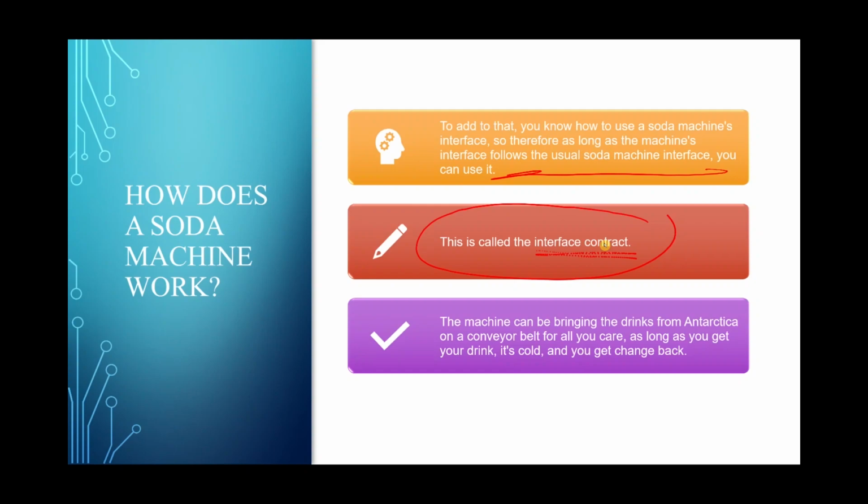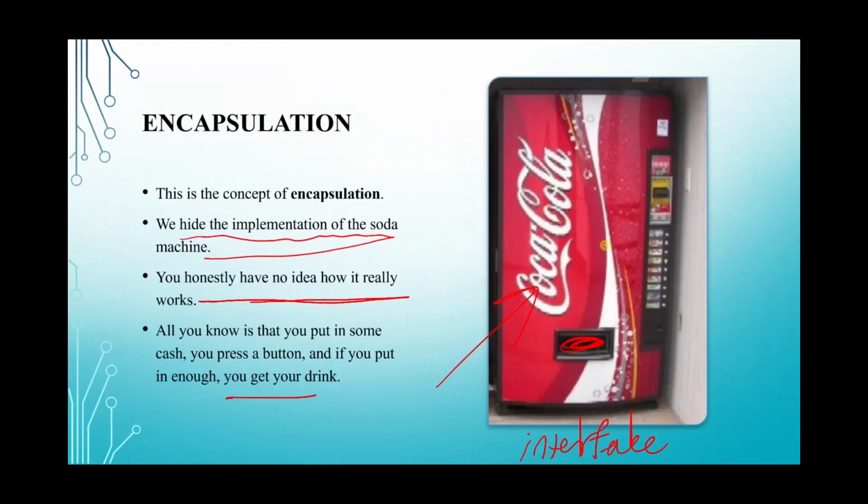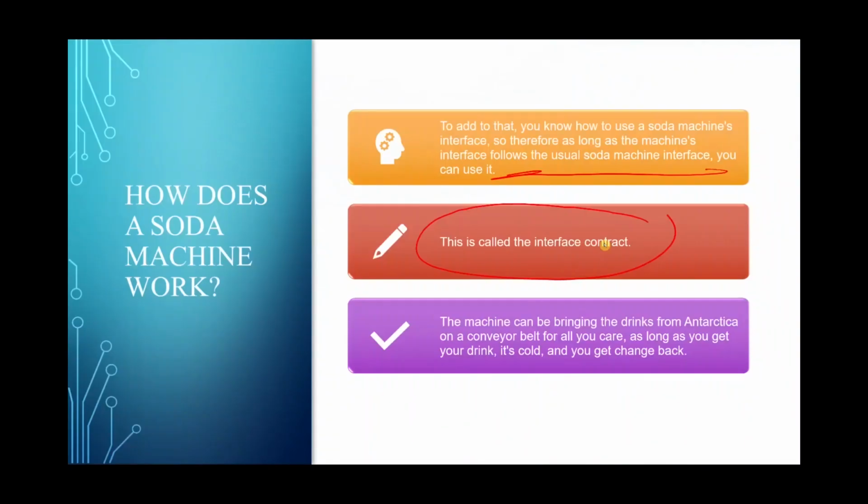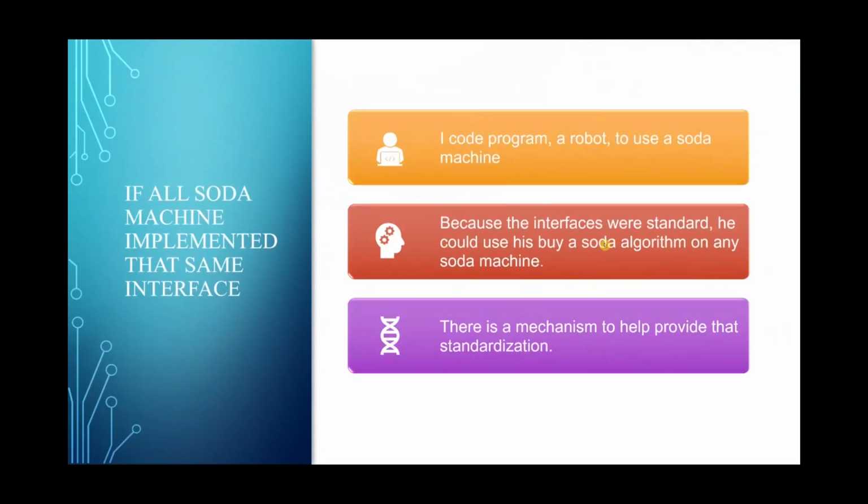The machine can be bringing the drinks from Antarctica or a conveyor belt or anywhere on the earth. You don't know. And you honestly don't know what is inside picking your drink and putting it in the hole, whether it's a monkey, a rabbit, or a robot hand. As you can see in this photo, it's covered, right? What you know is that it's a contract. You do your end of the bargain, the machine does its end, and you both are satisfied.